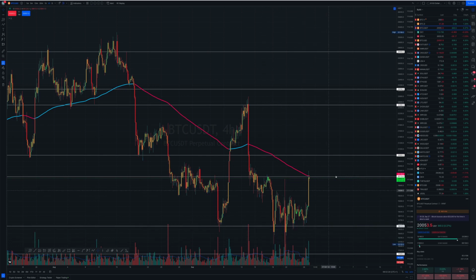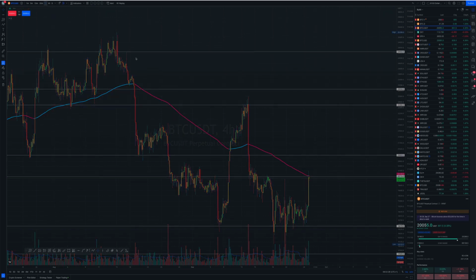So it's a nice push up, and I actually missed this move by $7. I had an order sat here and I just missed it, but never mind. The market will always be here tomorrow. So I'm just going to zoom down to the 1 hour, have a quick look.